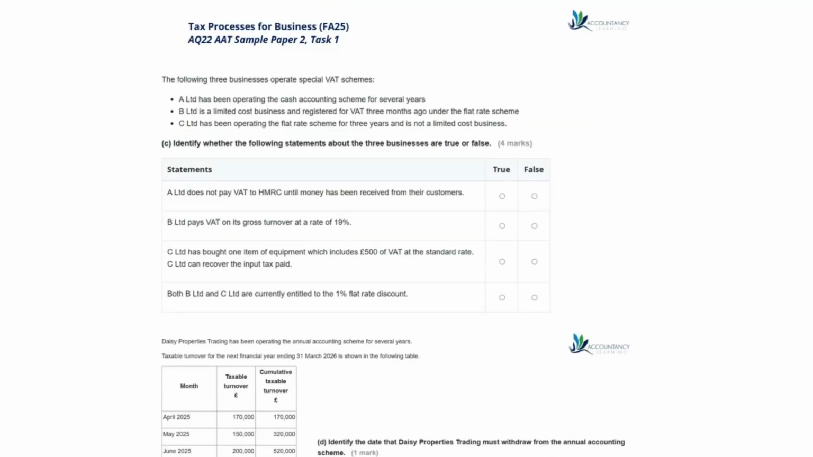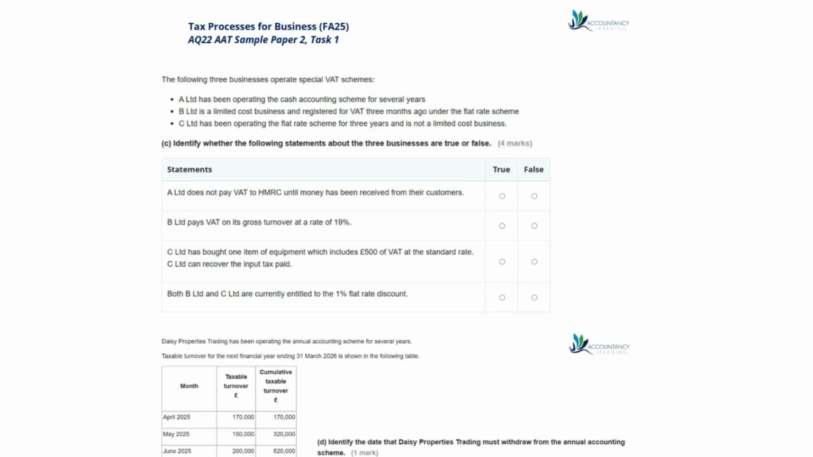The following 3 businesses operate special VAT schemes. A Limited has been operating the cash accounting scheme for several years. B Limited is a limited cost business and registered for VAT 3 months ago under the flat rate scheme. And C Limited has been operating the flat rate scheme for 3 years and is not a limited cost business. So we've got some true-false statements here.